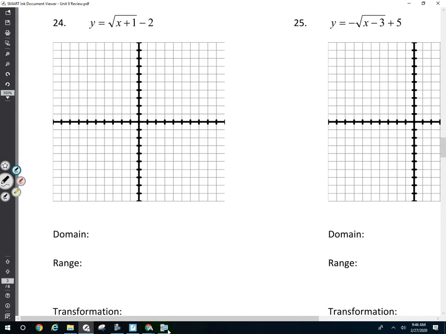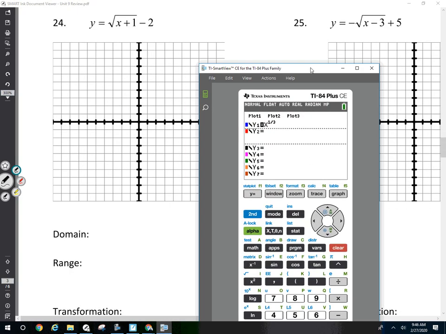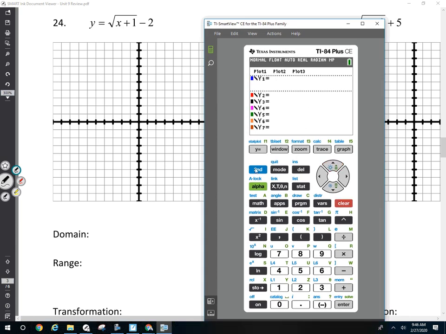Now, we're not sure about the transformation. We're not sure what's going on here. Goodness gracious, we should graph. We should always graph. Make sure it's exactly how it looks. Make sure your x plus 1 is under your square root, and then the 2 is outside. You have to click on the right button to get outside the square root.